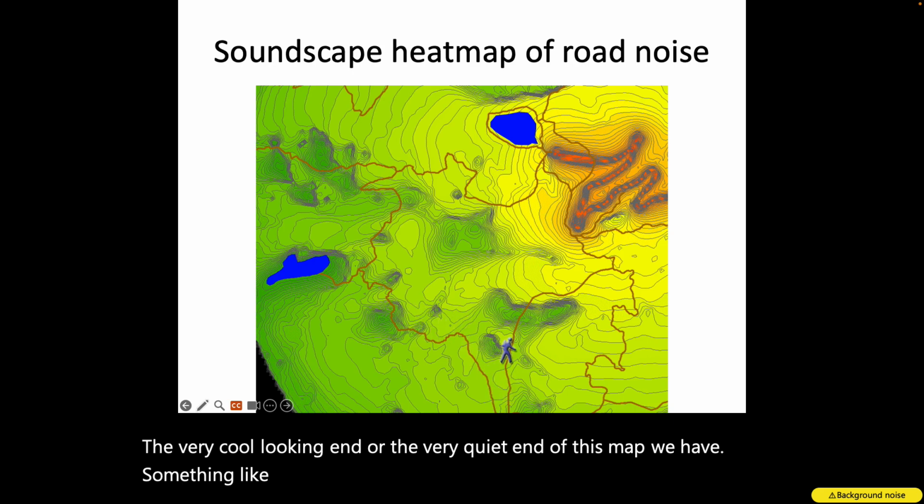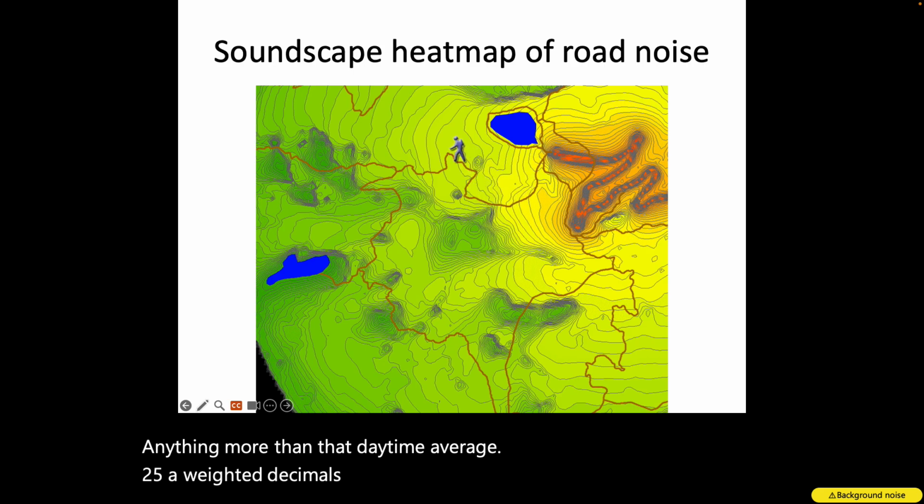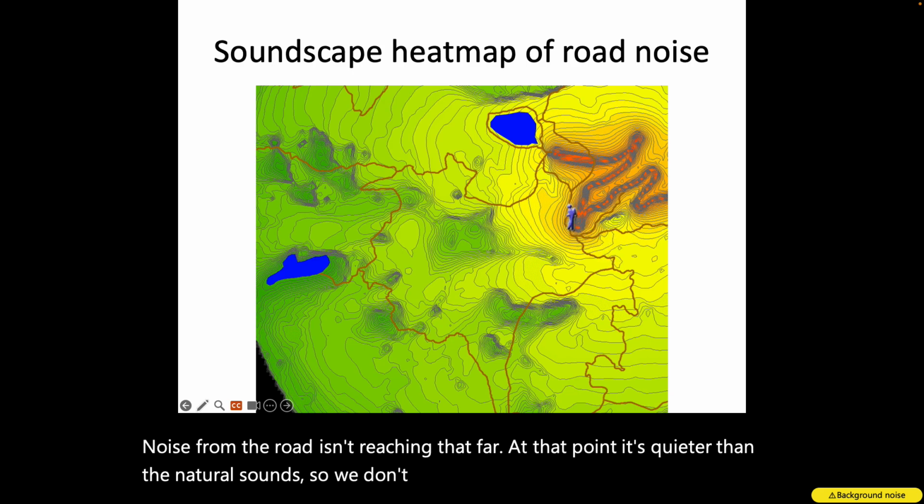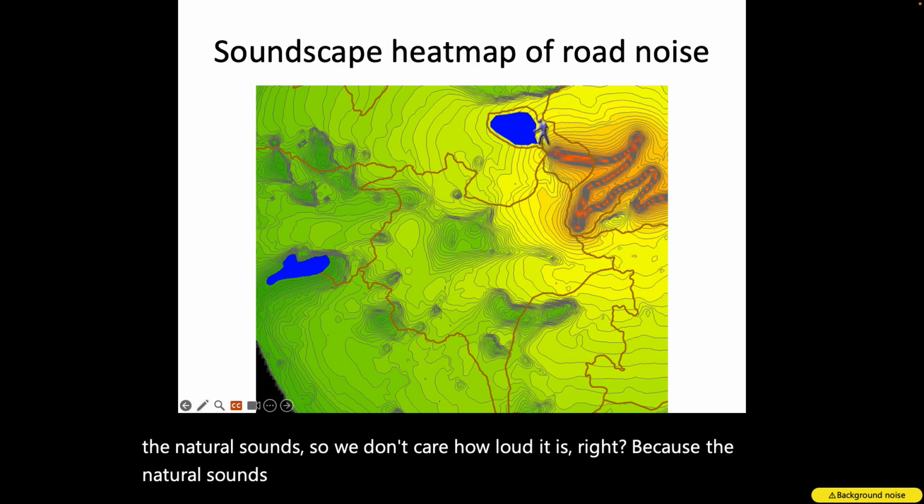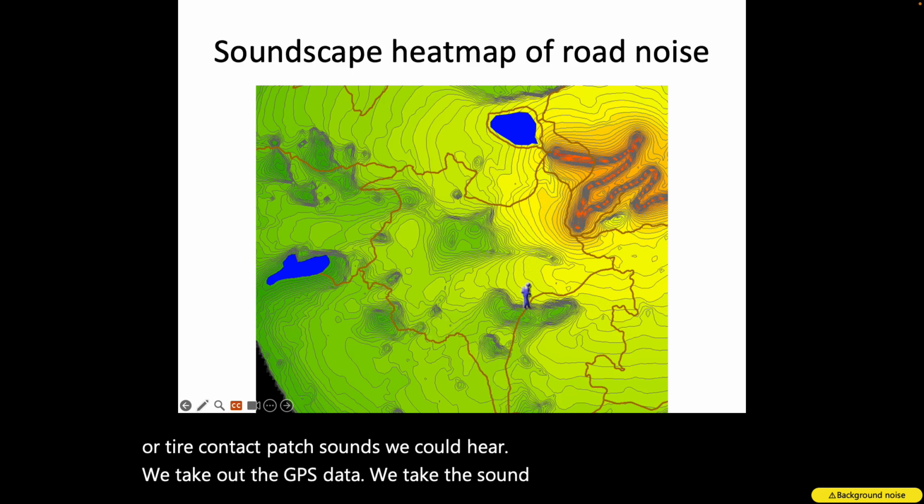something like anything more than that daytime average of 25 A-weighted decibels, right? All the black out here, noise from the road isn't reaching that far. At that point, it's quieter than the natural sounds, so we don't care how loud it is, right? Because the natural sounds are louder, they're obscuring what very faint engine sounds or tire contact patch sounds we could hear.